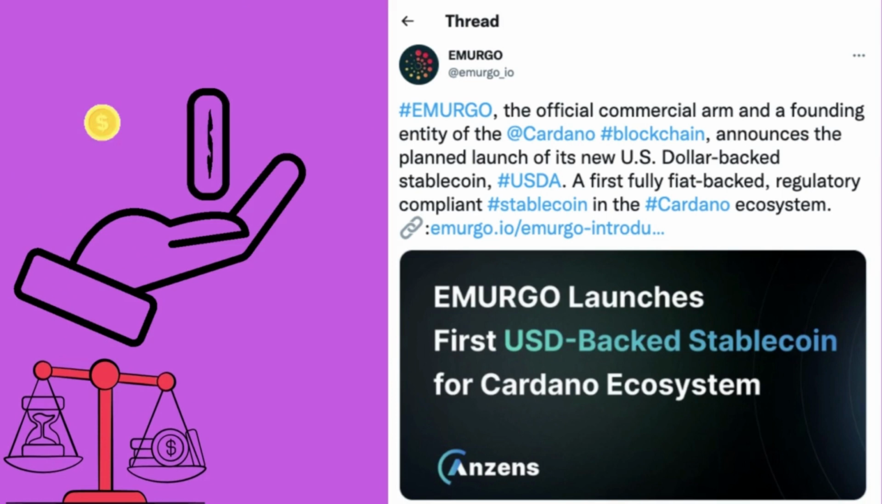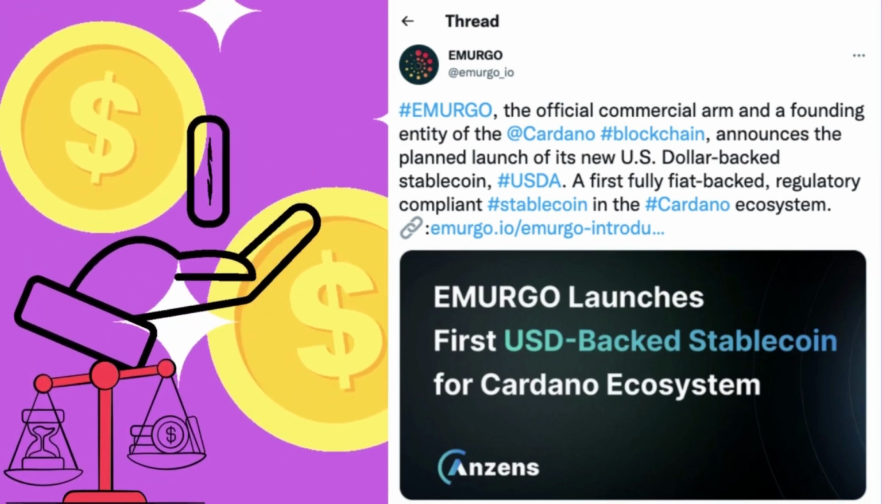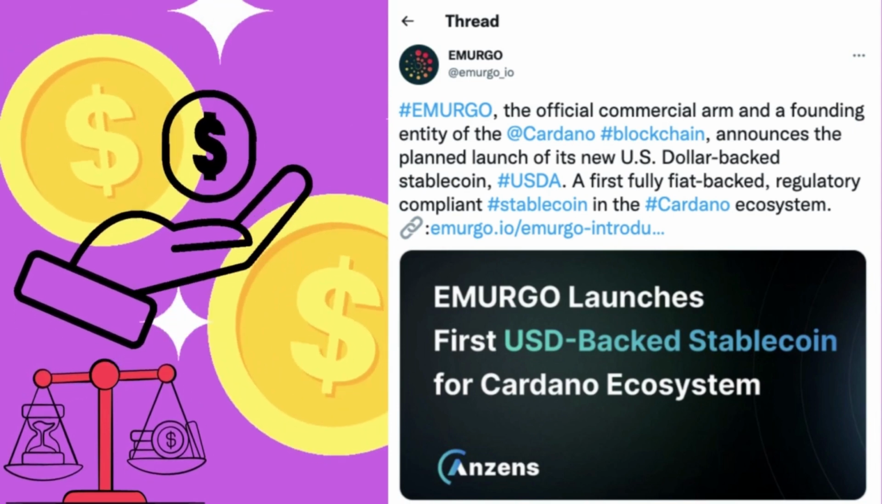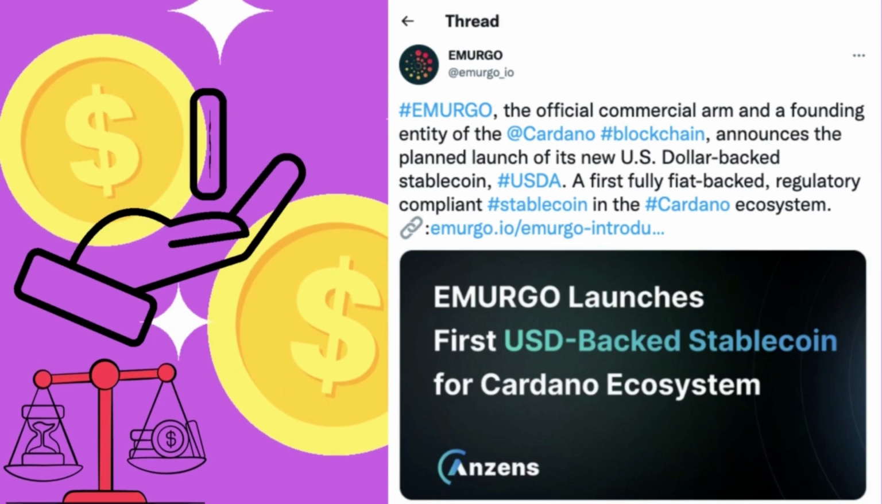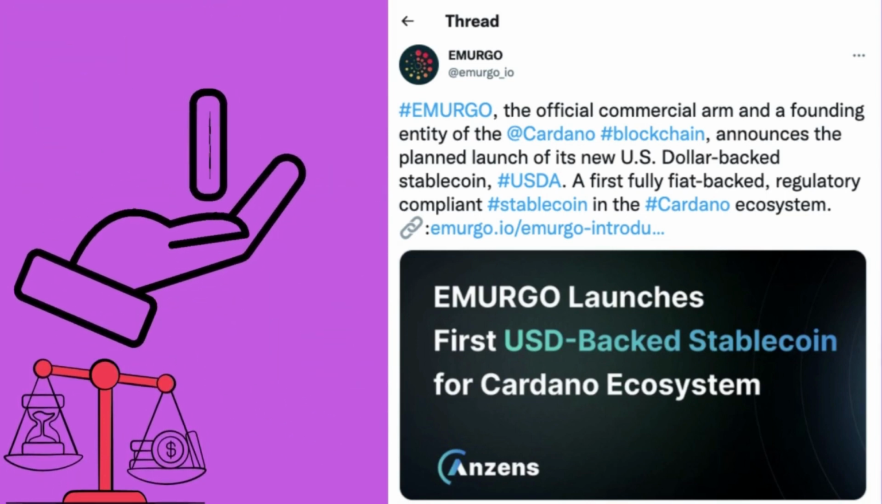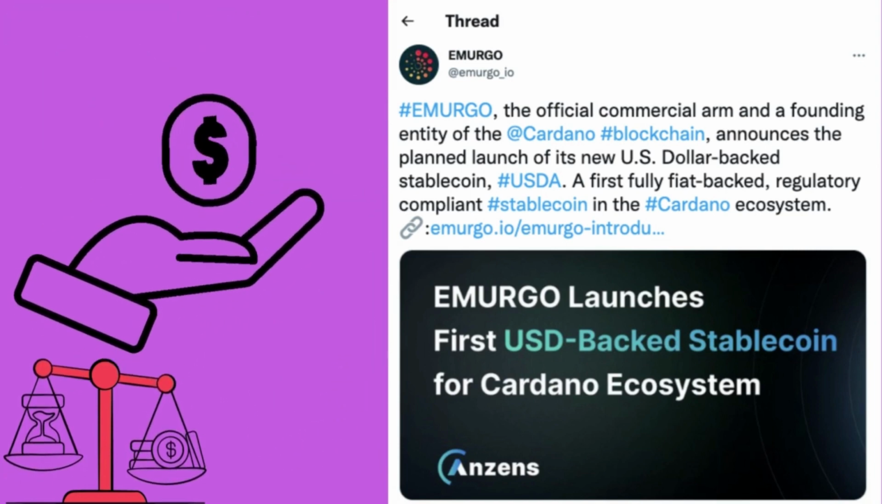In a blog post that was published 1 month ago, Emurgo explained why the Cardano blockchain could require a stablecoin that is backed by dollars. The development of a stablecoin backed by the dollar reserve would contribute to the growth of investor trust in Cardano and make stable financial services available to holders of ADA.